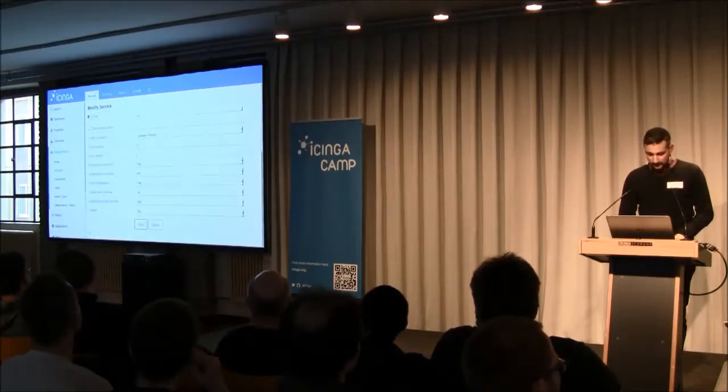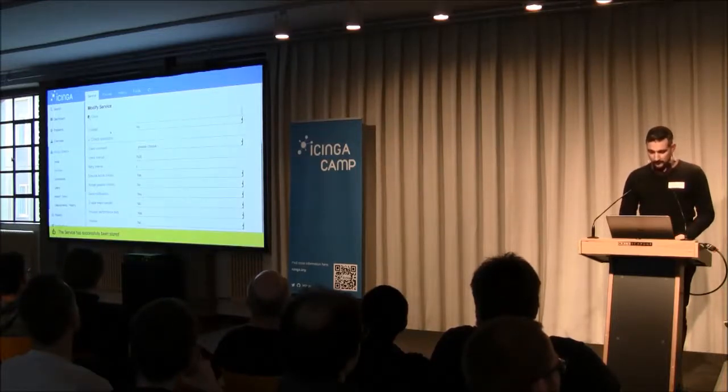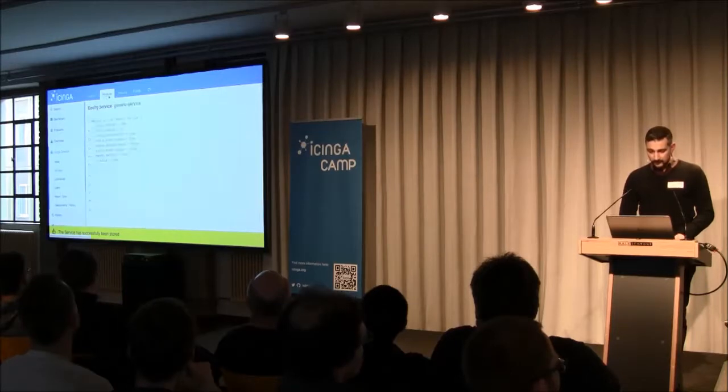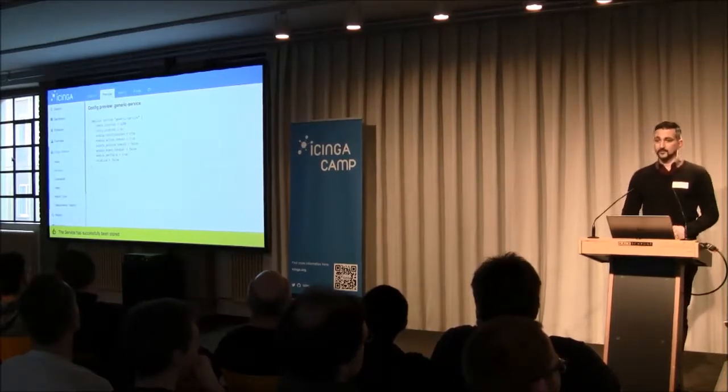For example, if I write, I want to check this every 2 hours and 5 minutes, then it calculates this, and if you render it, it renders it in a way that Icinga 2 understands it.